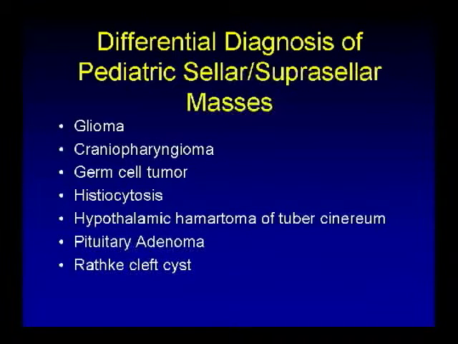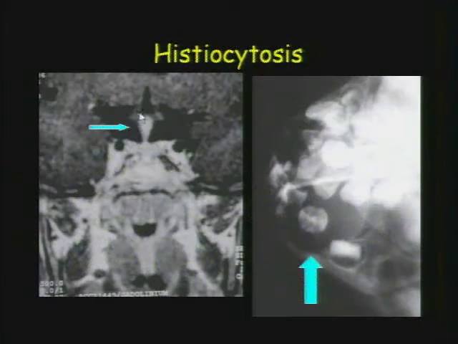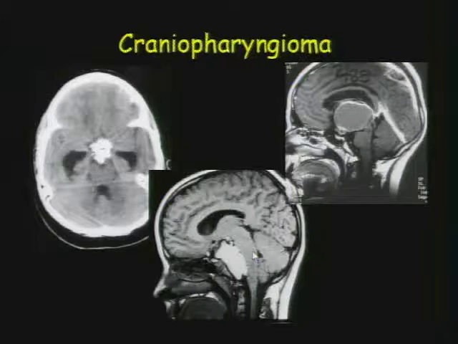The differential diagnosis of pediatric sellar and suprasellar masses is a little bit different than adults. We think about gliomas, craniopharyngiomas, germ cell tumors. We can have histiocytosis, and then some other rarer lesions that I've listed below. Histiocytosis, you usually see thickening and enhancement of the infundibulum and diabetes insipidus. Here you can see this patient who did have histiocytosis with a beautiful example of a floating tooth sign due to the histiocytic involvement of the mandible.